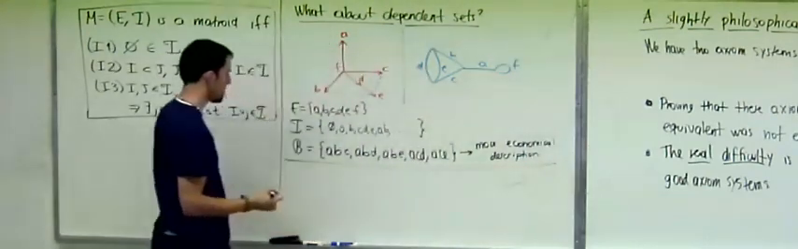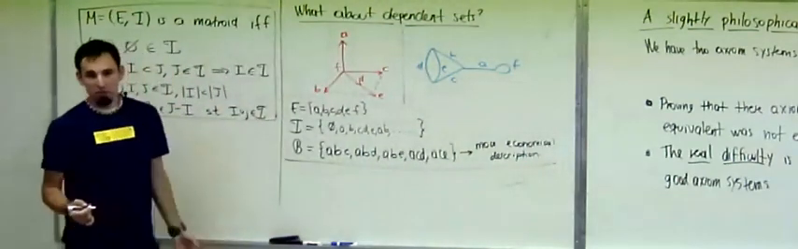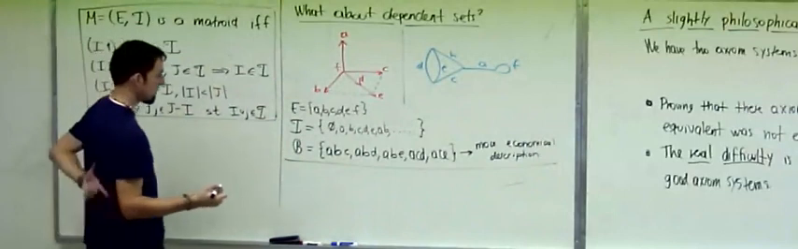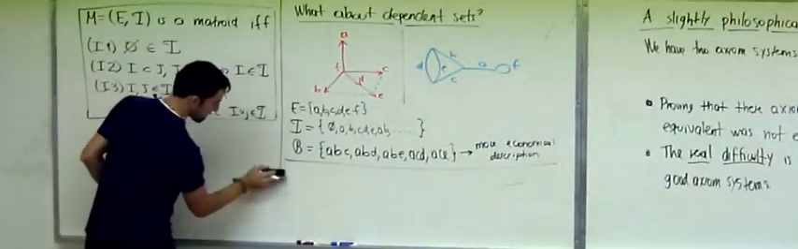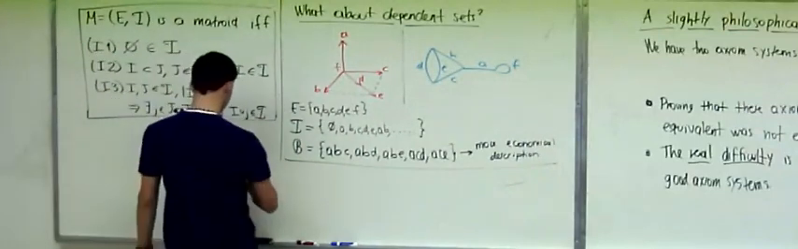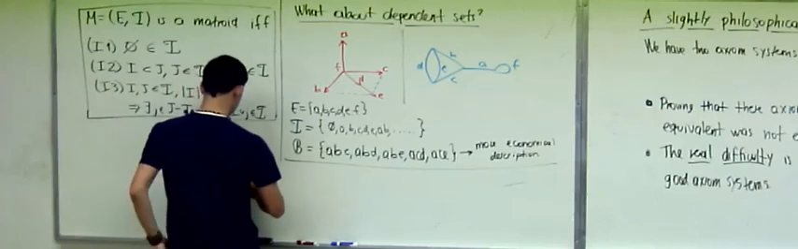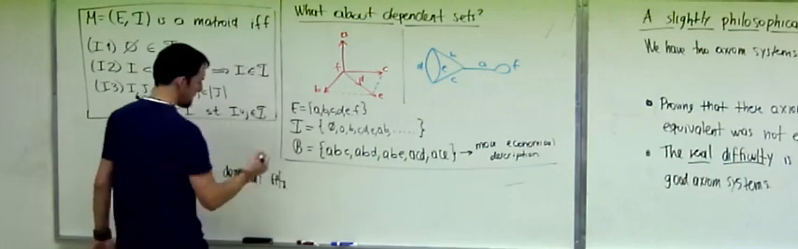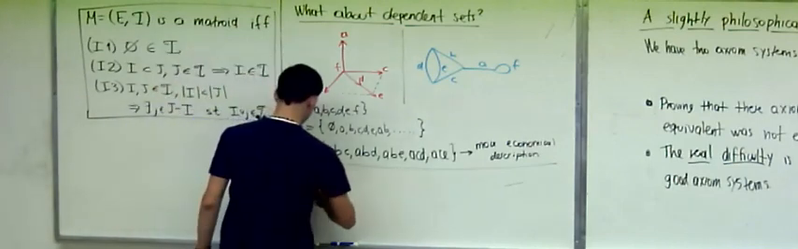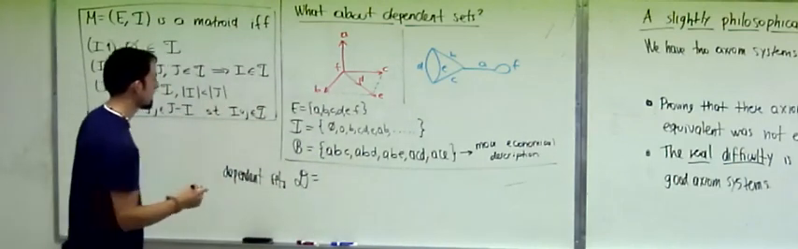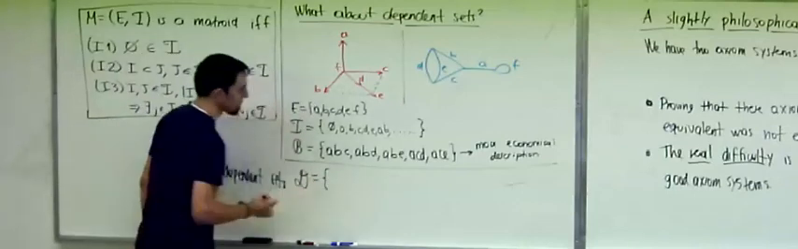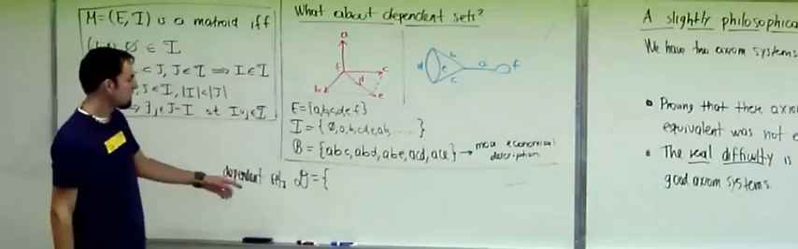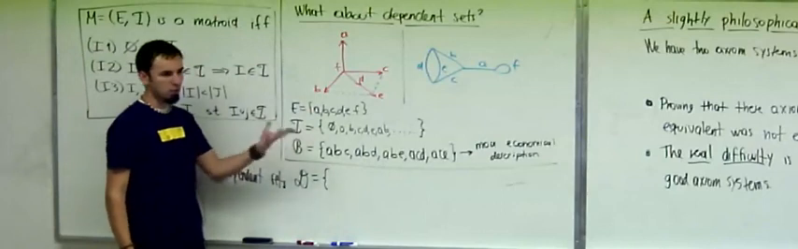Well, I can do exactly the same thing with dependent sets. So I might just say, okay, let's make a list of the dependent sets. Dependent sets. And let's call them script D. Okay. So what is dependent? Well, any set that is not independent.